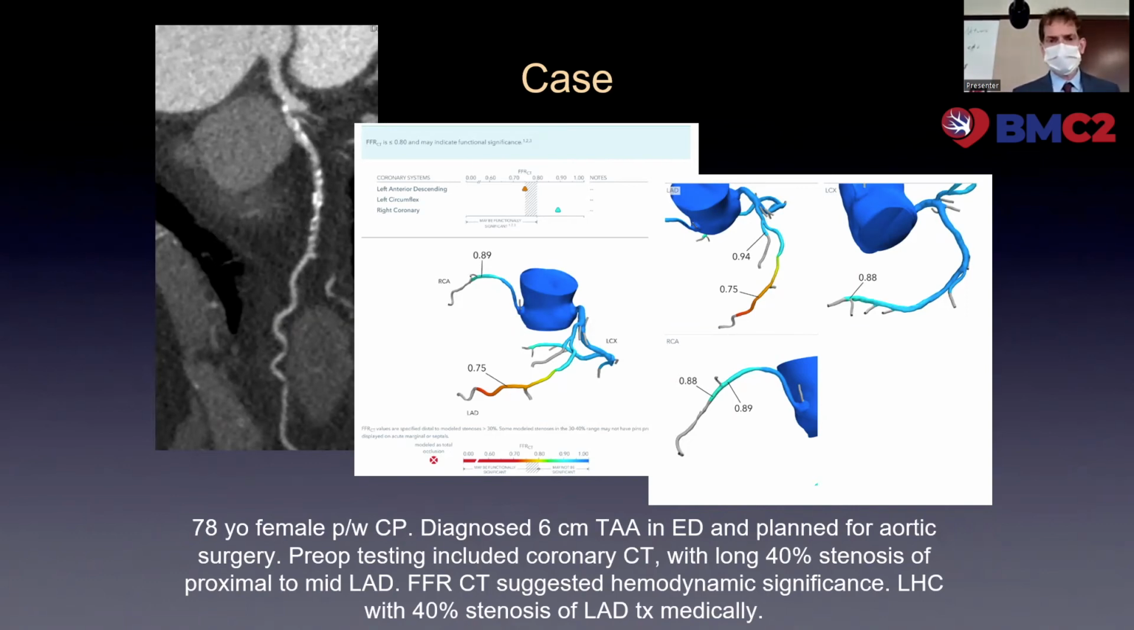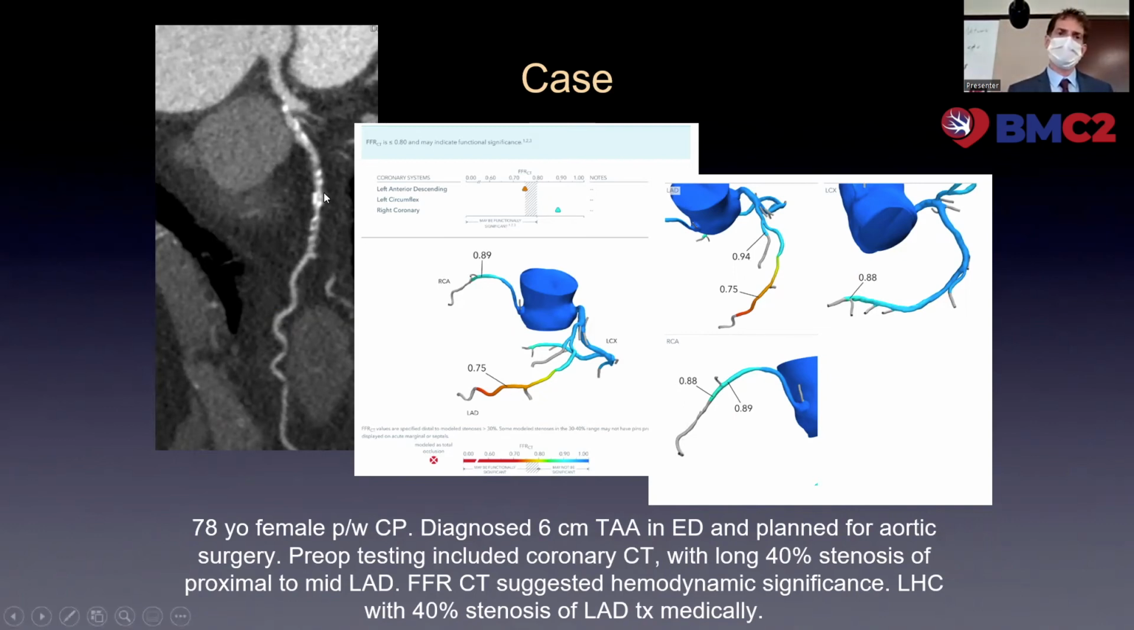And the FFR-CT, when they extracted it and ran it through the computers, suggested that this might be a significant lesion. The patient underwent a cath, which agreed with the 40%. They did not do invasive FFR, which they could have, but they did not feel that it was warranted, and it was felt that this was not hemodynamically significant. So this is a case where FFR-CT could have overcalled a lesion.